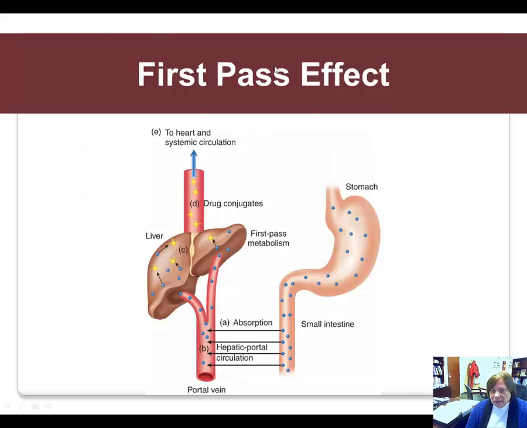Next we're going to talk about the first pass effect of oral drugs. Some medications will go through the first pass effect. Medications are taken by mouth, passed through the stomach into the small intestine, and then in the absorption phase go into the hepatic portal circulation, pass through the liver, and begin to be metabolized, and then become an inactive drug conjugate, which goes out to systemic circulation. Certain drugs are known for the first pass effect, and your drug guide will tell you. This is a reason why a lot of these medications are not able to be given orally.